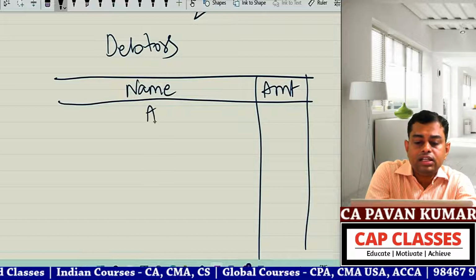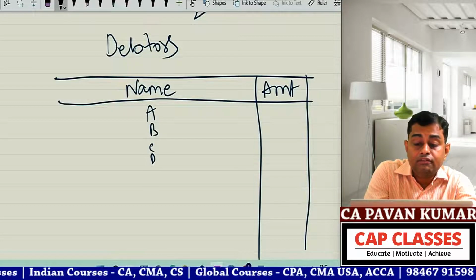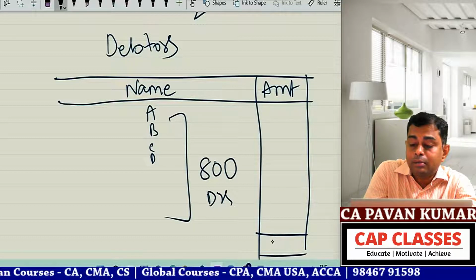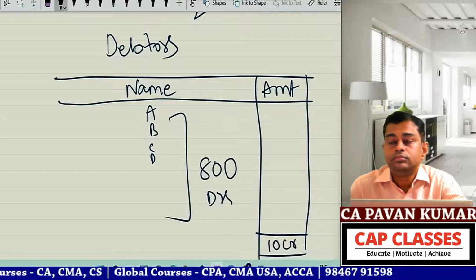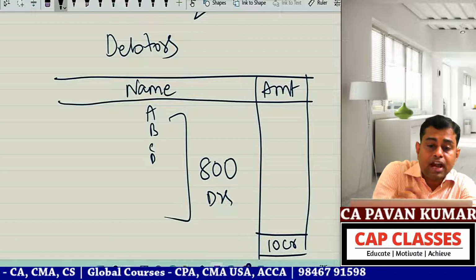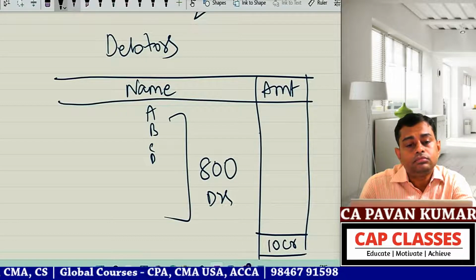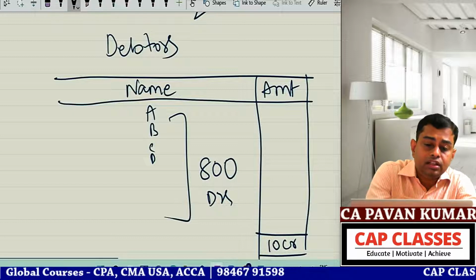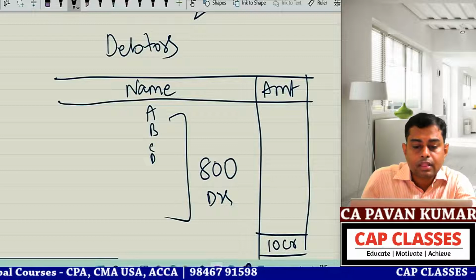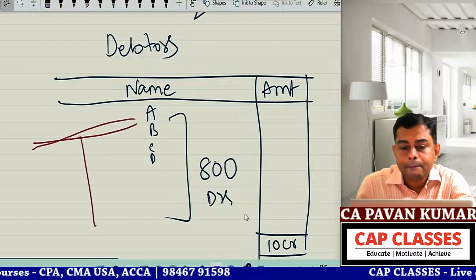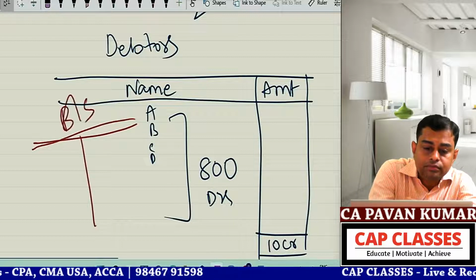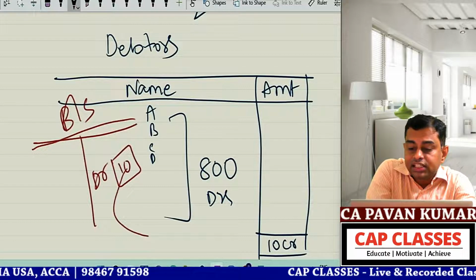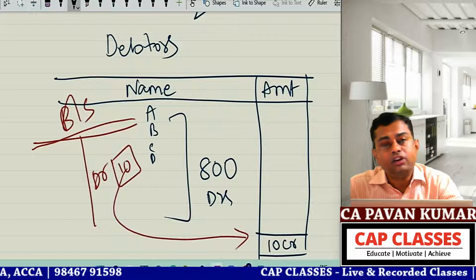Okay, here debtors are A, B, C, D. Like that you have 800 debtors. Total amount is 10 crores. So when you open the balance sheet of the company, you are conducting audit of the company. In the balance sheet, they have written debtors 10 crores. So for this is the schedule. Debtors schedule they have given.